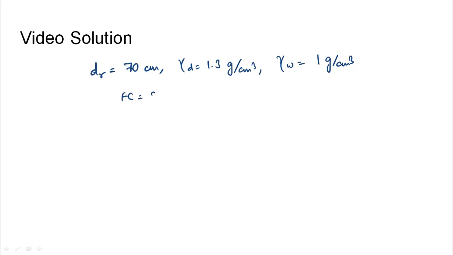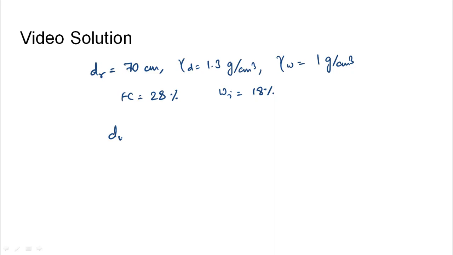In this case, the root depth has been given as 70 centimeter. The density of soil has been given as 1.3 gram per centimeter cube. The density of water has been given as 1 gram per centimeter cube. The field capacity is mentioned as 28%, and the initial water level is given as 18%. It is not given if it is permanent wilting point, but we can assume it.